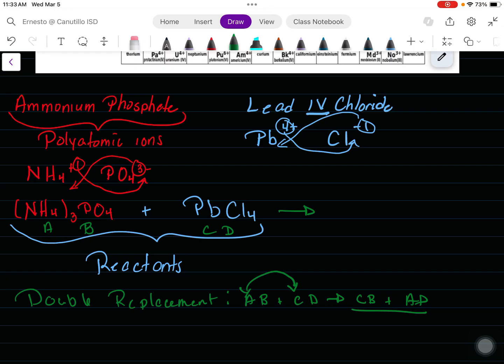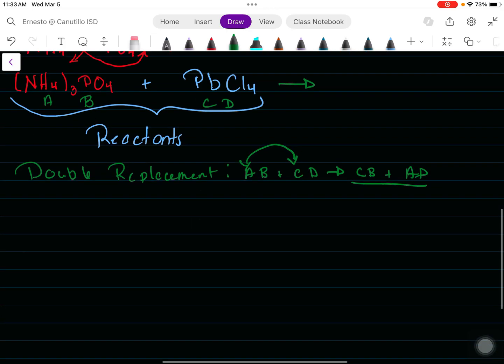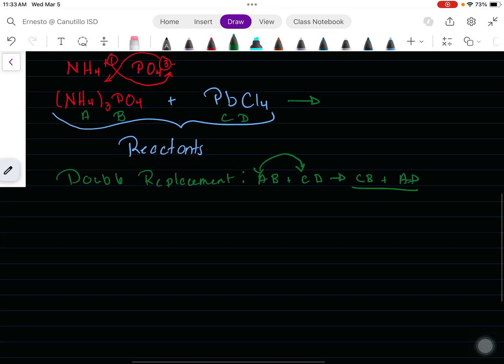Now, here's how we set this up. I'm going to scroll this down a little bit. We have our AB and we have our CD. Let's separate everything out so we can figure out the products. I'm going to take my ions and separate them again. So that's going to be NH4 plus and PO4 3 minus. Then I'm going to separate my other two: Pb 4 plus and Cl 1 minus.